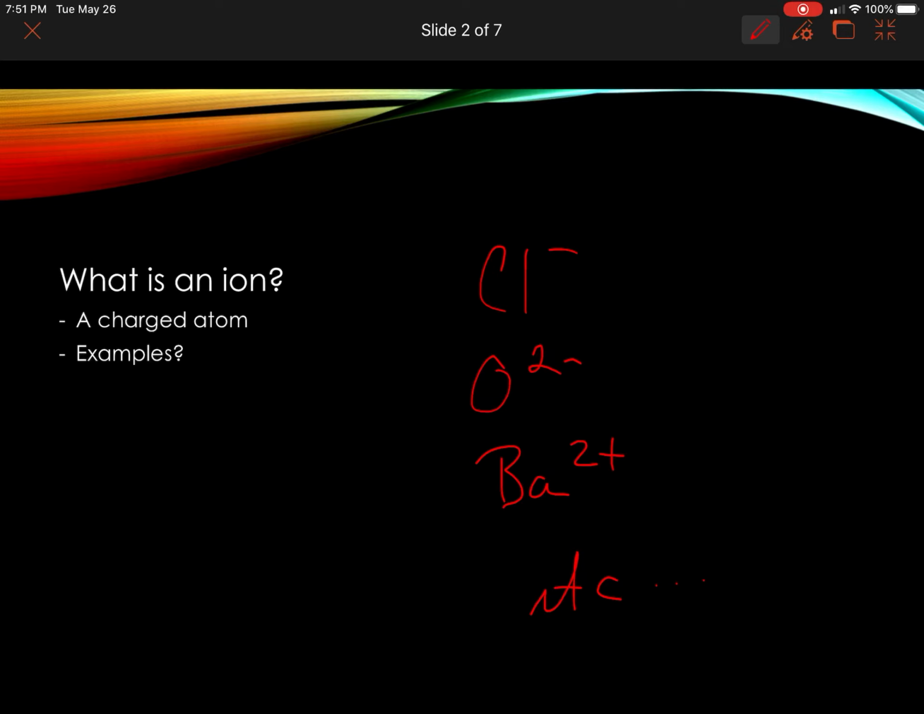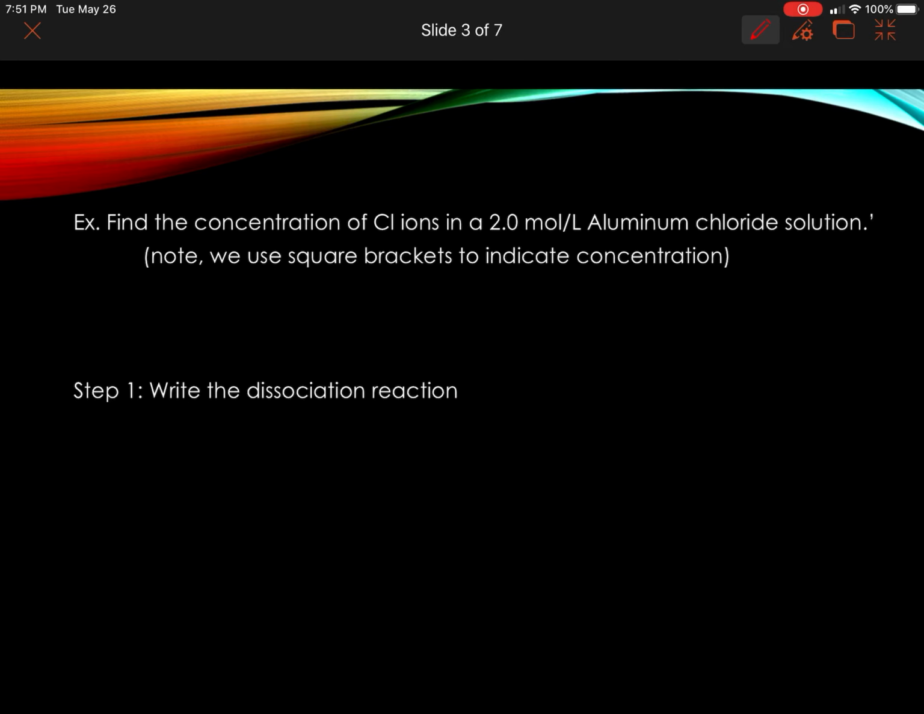Okay, we're going to learn how to do this basically just by going through the examples. So the kind of question you'll see here is: find the concentration of chlorine ions in a 2.0 molar aluminum chloride solution. Note we use square brackets to indicate concentration. So I'm just going to show you that right away. For example, we're looking for chlorine ions here, so a concentration of chlorine ions, and by square brackets, that is what I mean. So we put them in square brackets.